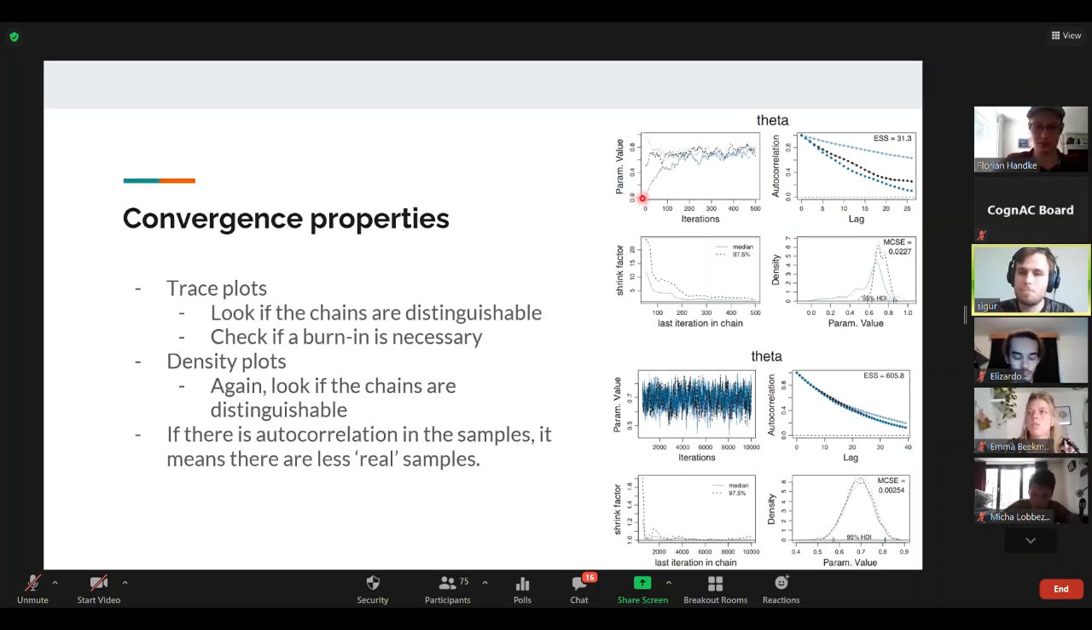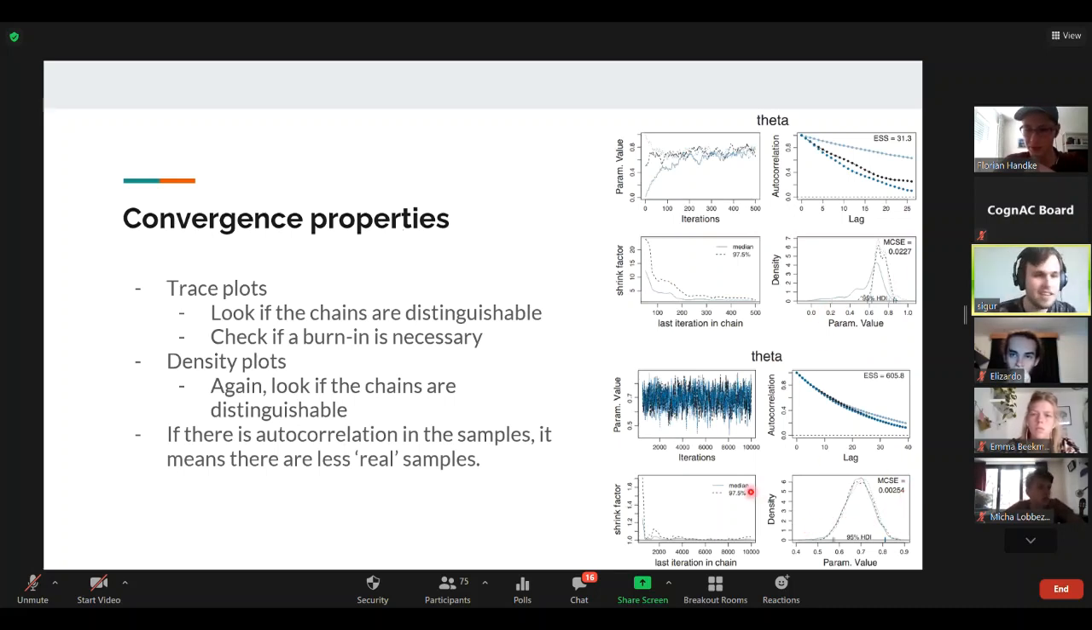And the last thing to check is if the samples are autocorrelated. If they're autocorrelated, it means that the next sample depends a lot on the previous, or not that there is like a linear trend in how the samples depend on each other, right, for you?